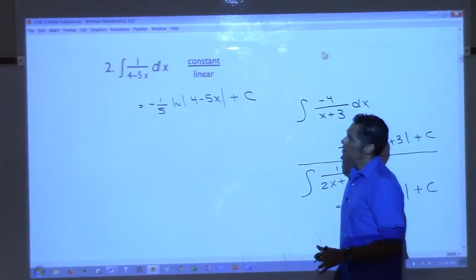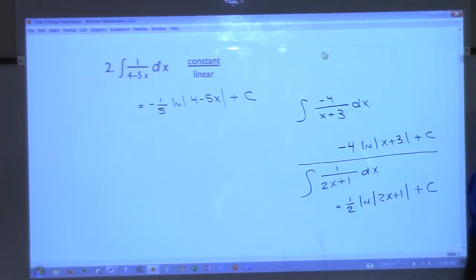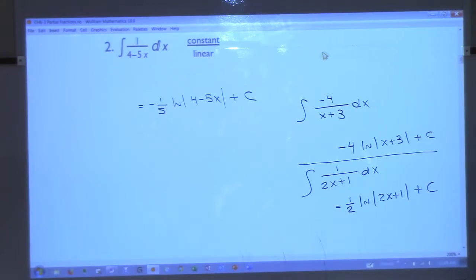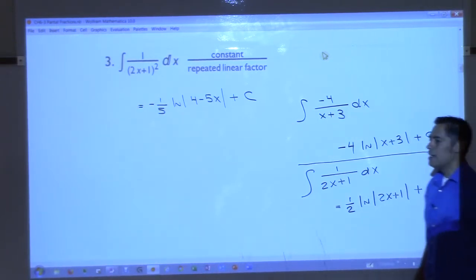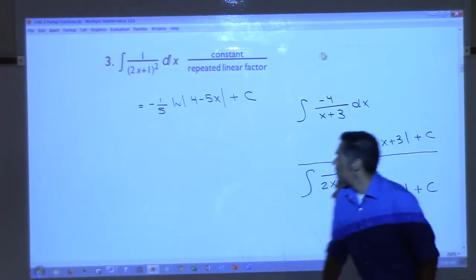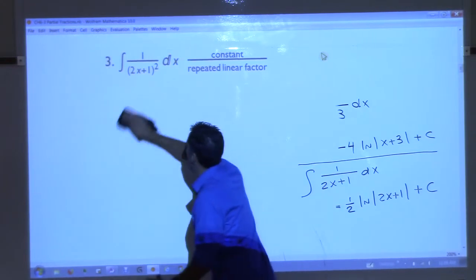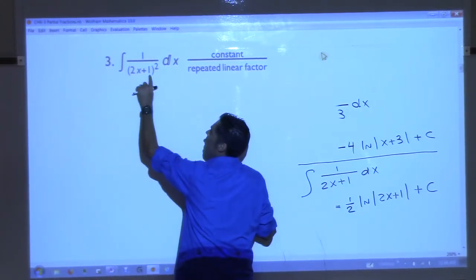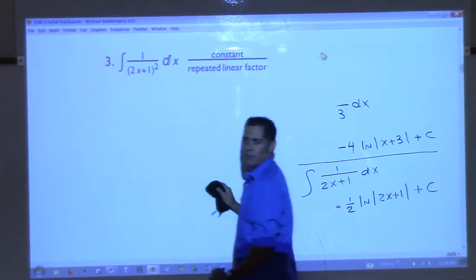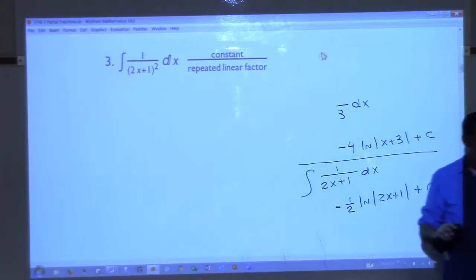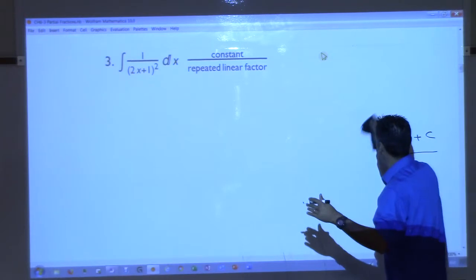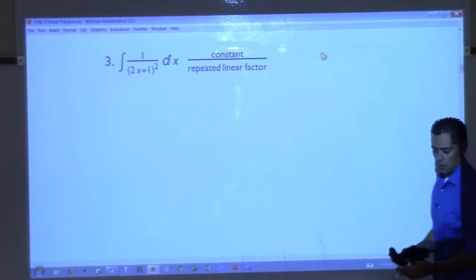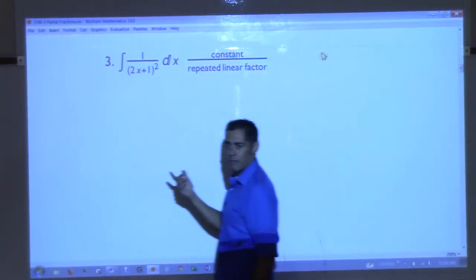Okay. So constant over linear, thumbs up? Yeah? Okay. So then what's next? How about a constant over repeated linear factor? So this is the same thing as we had before. That's a linear factor, right? That's linear, but squared. So it's repeated, right? So could we do the same basic u substitution? Could u be 2x plus 1?